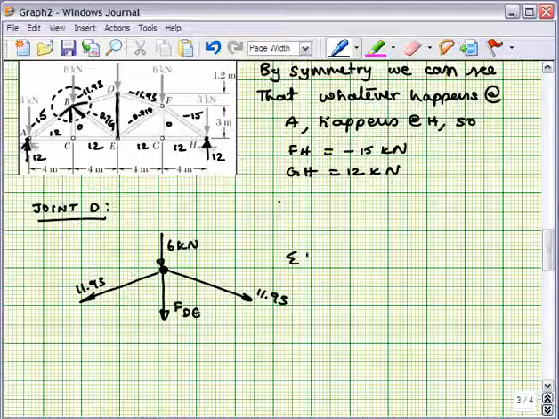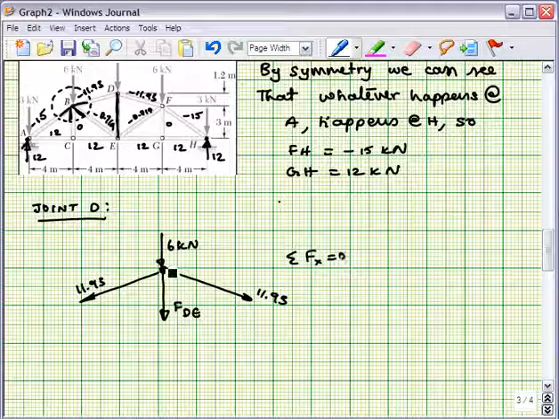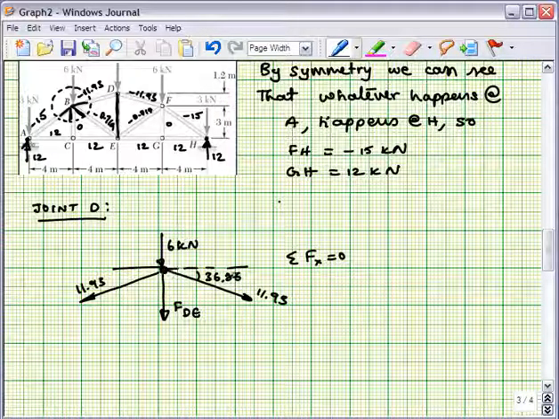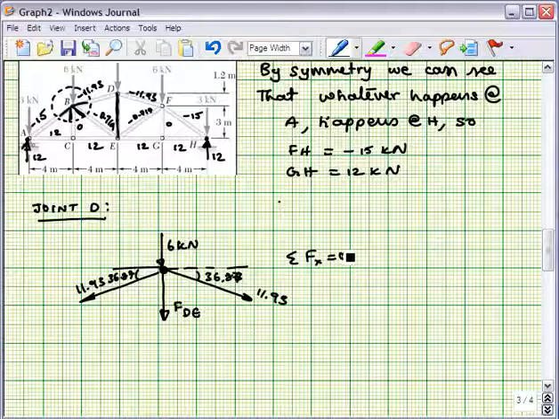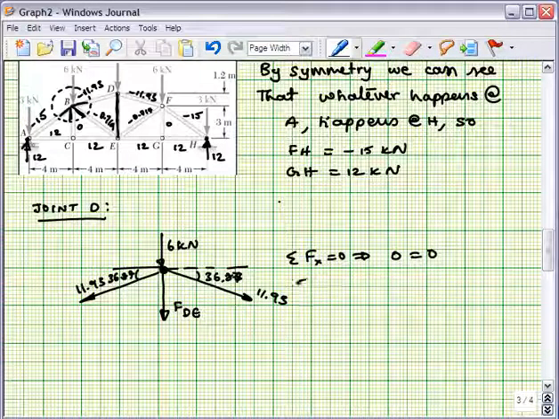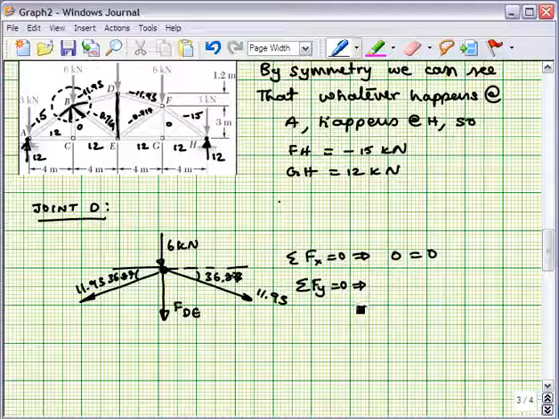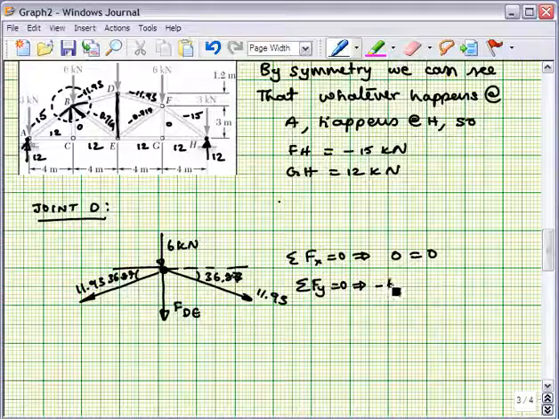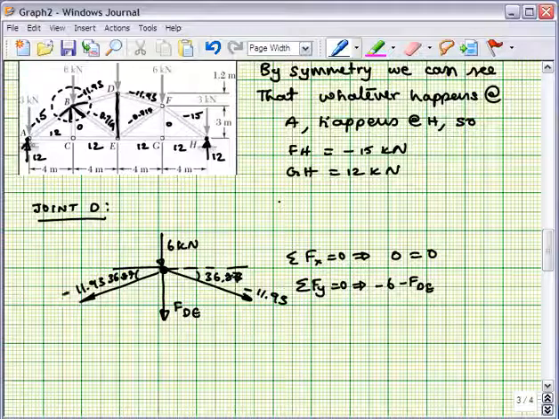If you sum all the forces in the x direction, and remember this angle is 36.87, this angle is 36.87, it's pretty easy to calculate that the summation of all the forces in the x direction will give you 0 equal to 0. That's good. Summation of all the forces in the y equal to 0 should give me minus 6 minus FDE.